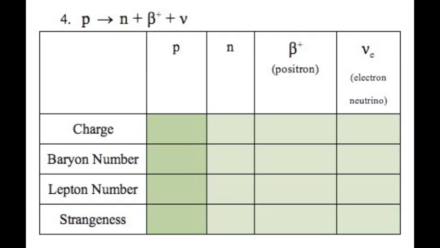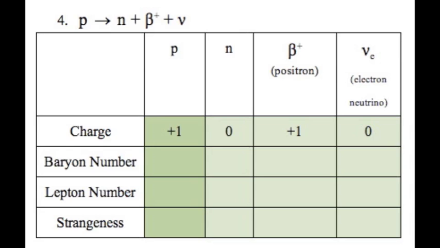So we know that the proton is made up of the up, up, down, the neutron is the down, down, up, and then we have the beta plus, which we know is just a positron, and then we have the electron neutrino. First, let's look at charge. Proton has a charge of positive 1. Neutrons are neutral and have a charge of 0. The positron has a charge of positive 1. And then electron neutrinos have a charge of 0. So we know that charge is conserved.